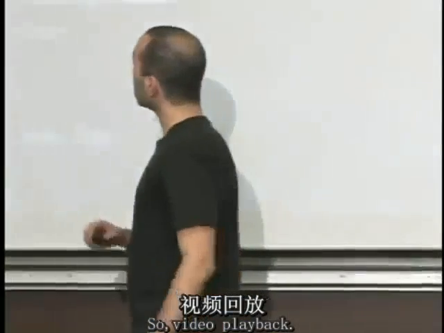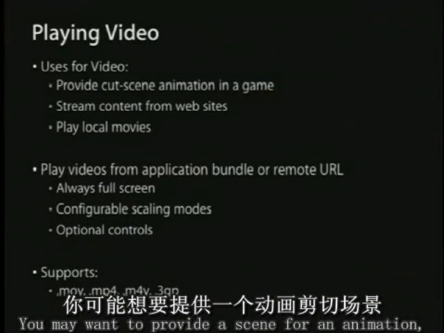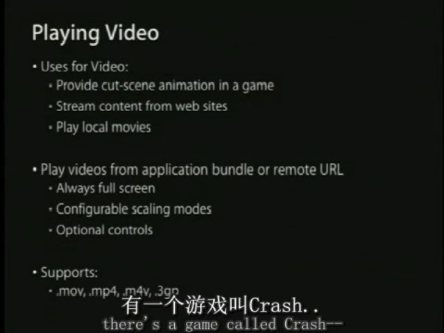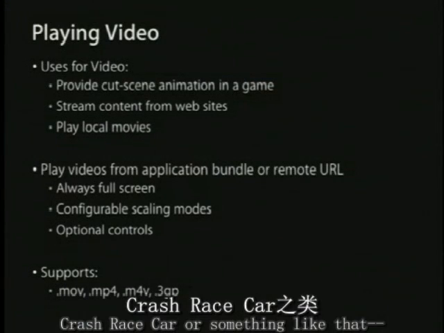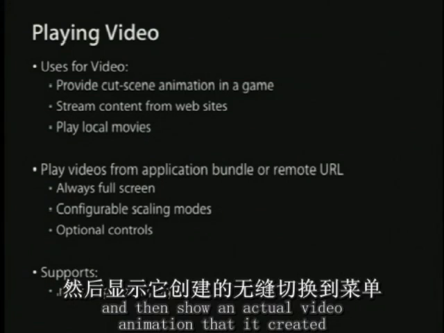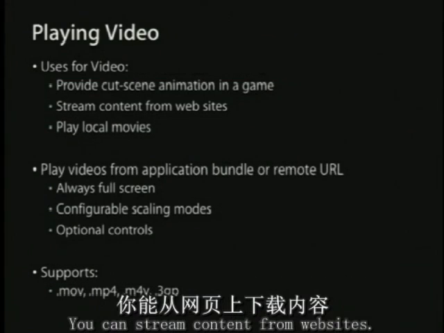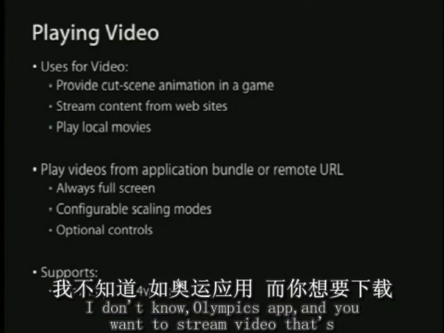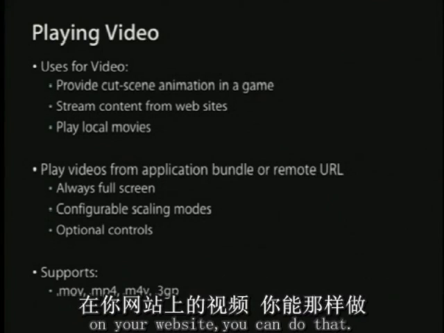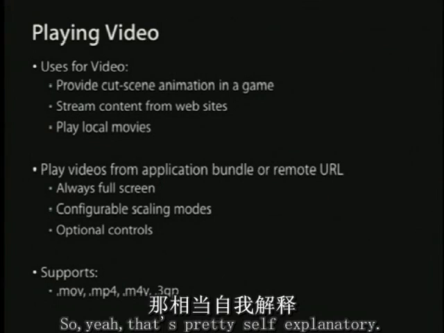So, video playback. There are lots of reasons you might want to play video in your app. You may want to provide a cutscene for an animation. There's a game called Crash Race Car or something like that, where when you finish the race, it pans the OpenGL over to a specific view and then shows an actual video animation that seamlessly transitions to the menu or the next scene. You can stream content from websites. Let's say you're making the Olympics app and you want to stream video that's on your website. You can do that. Or you may want to play local movies. That's pretty self-explanatory.